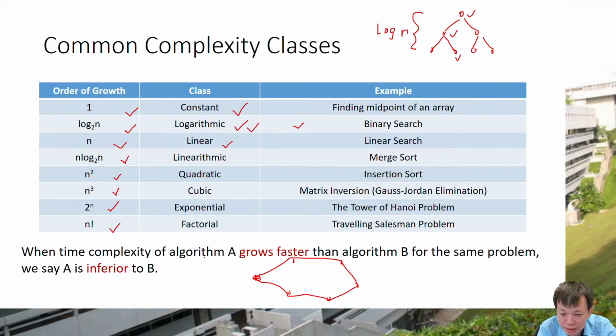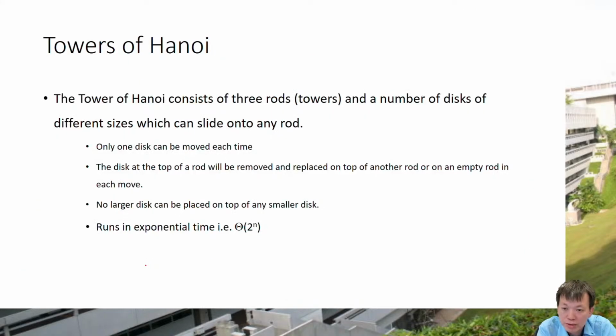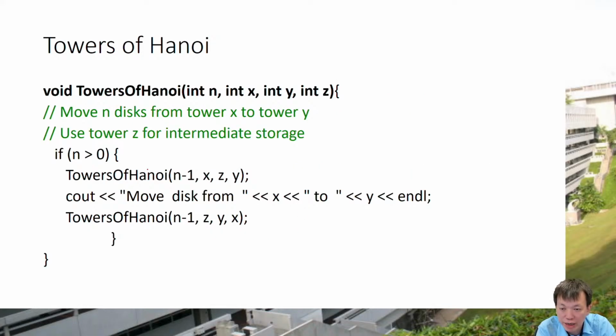When the time complexity of algorithm A grows faster than algorithm B for the same problem, then we say that A is inferior to B. Okay, so this one I already explained to you: Tower of Hanoi. Each time you want to move 1 plate. This is the Tower of Hanoi algorithm. You can simply Google search it; it's a very classic algorithm.